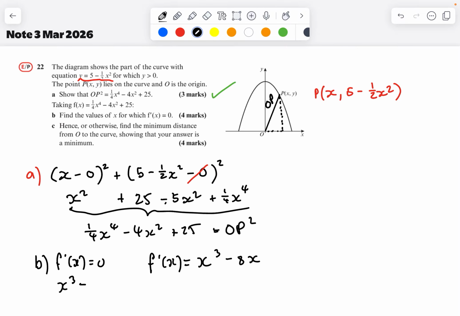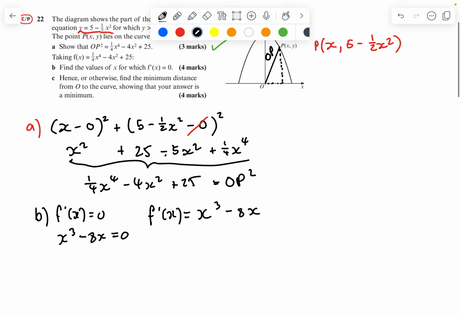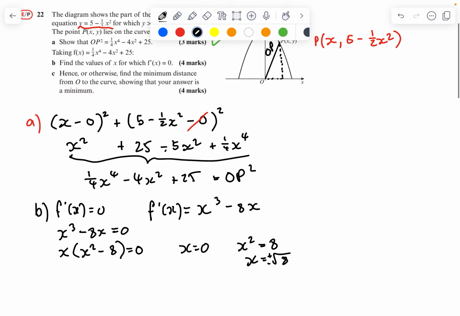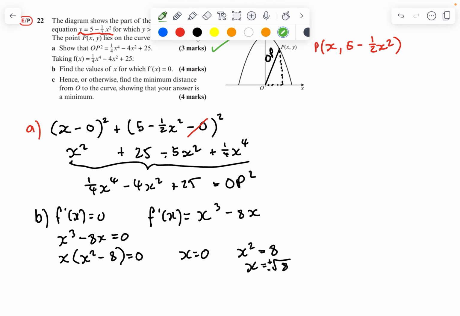So x cubed minus 8x equals 0. Let's factorise it. I've got a common factor of x, so that's x times x squared minus 8 equals 0. Now I know one of my solutions is x equals 0. The solution to the bracket means that x squared is equal to 8, so x is equal to the square root of 8. But remember, plus or minus. So now I've got 3 solutions to my cubic: 0, and plus and minus the square root of 8. Okay, so that's B taken care of.